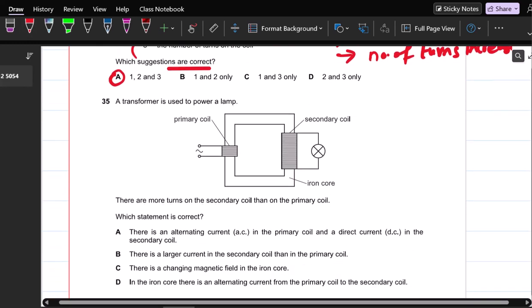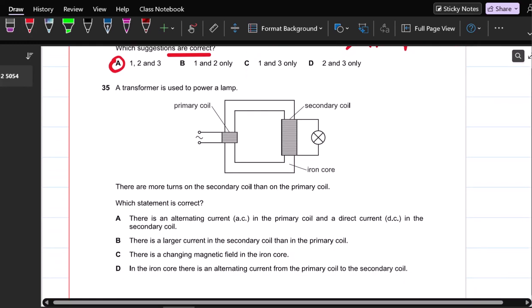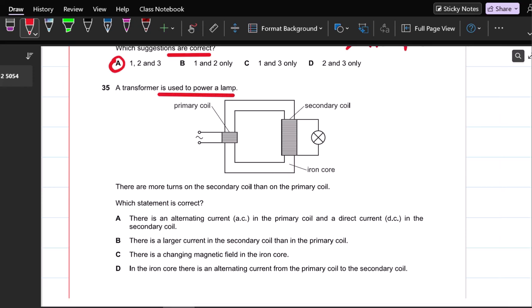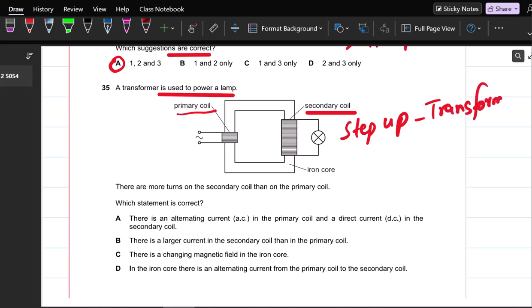Moving to next question, question 35. A transformer is used to power a lamp. You can see it is a secondary coil and this is a primary coil. So this diagram is representing a step up transformer. Why it is step up transformer? Because more turns are here on the secondary end. More turns are here.